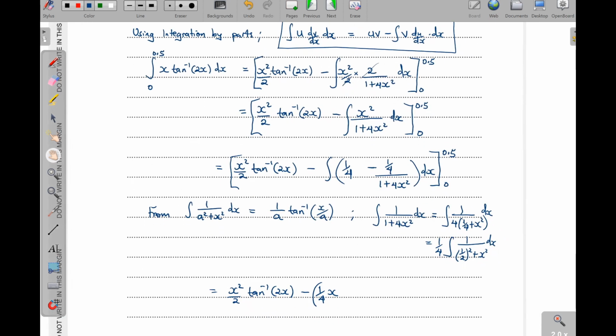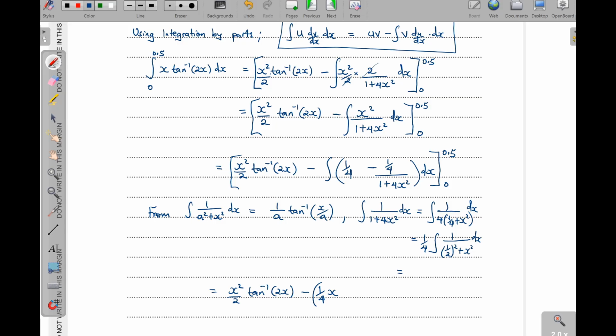Now, do you see that this one here is in the same format? Let me try to bring this one a little bit closer this way. So this one will be a quarter, then times, this is a half, not so? Our a is a half. So based on what we are having here, we shall have 1 over, our a is a half, then the arctan of x over a half.